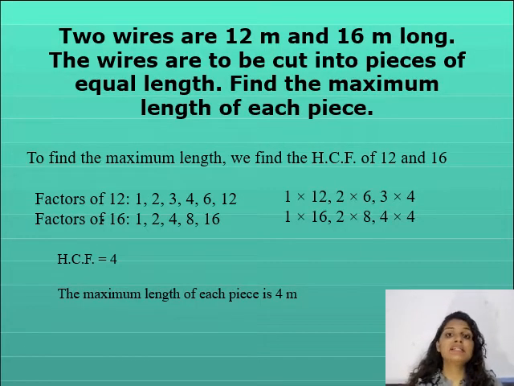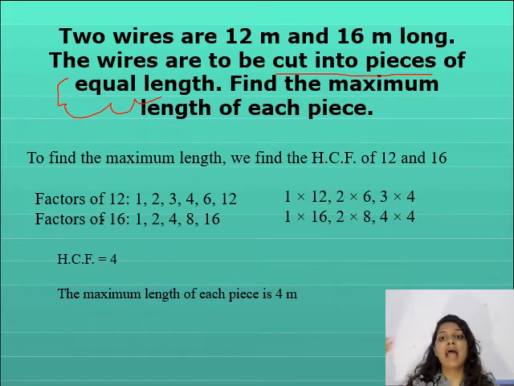Yeah, so the question is that there are two wires, one of 12 meters and the second one of 16 meters long. Now you have to imagine the situation. You're having two wires, one 12 meters and one 16 meters long. Now the wires are to be cut. Highlight those words which you think are important here. So the wire is to be cut into pieces of equal length. So equal length means basically we need to divide 12 and 16 into equal parts or equal length.